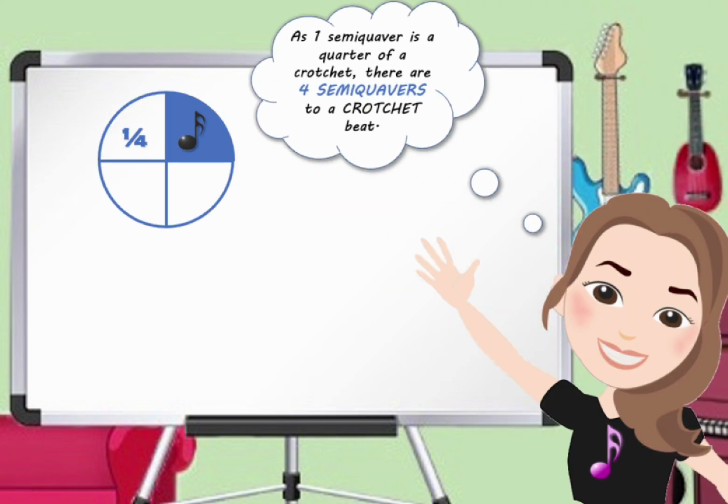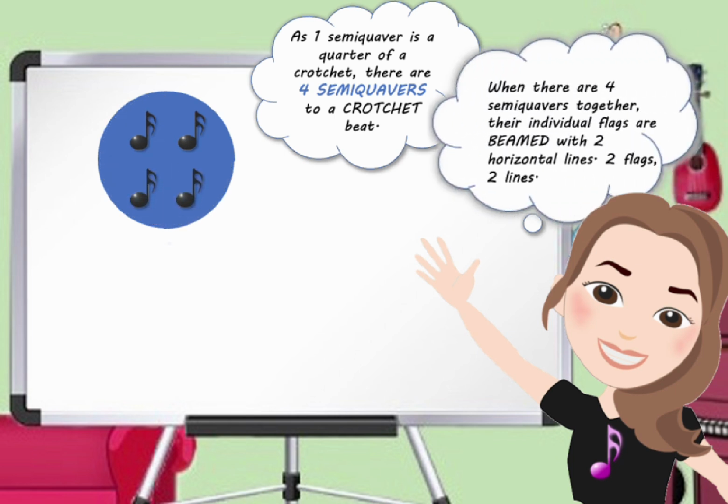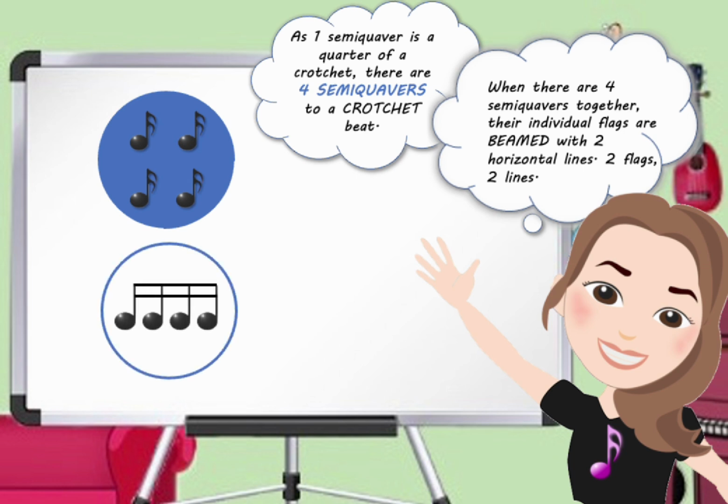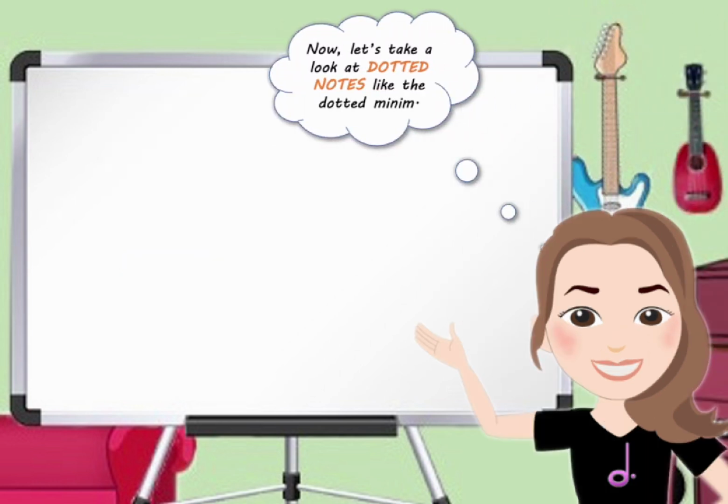As 1 semiquaver is a quarter of a crotchet, there are 4 semiquavers to a crotchet beat. When there are 4 semiquavers together, their individual flags are beamed with 2 horizontal lines. 2 flags, 2 lines. Now, let's take a look at dotted notes like the dotted minim.